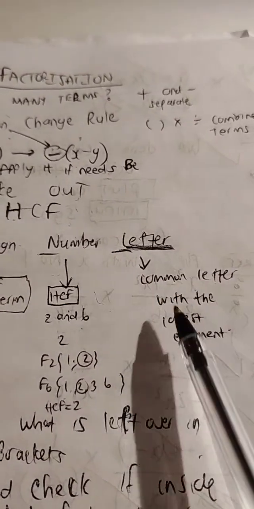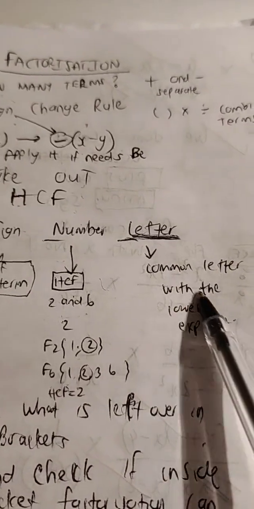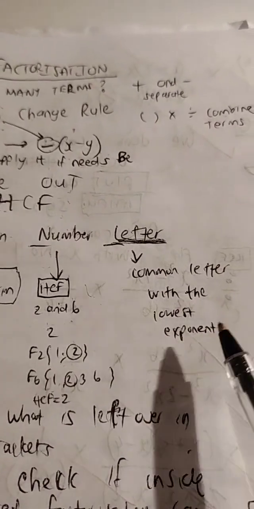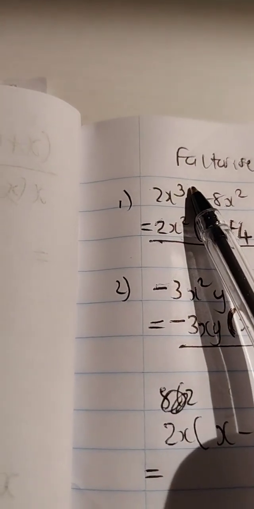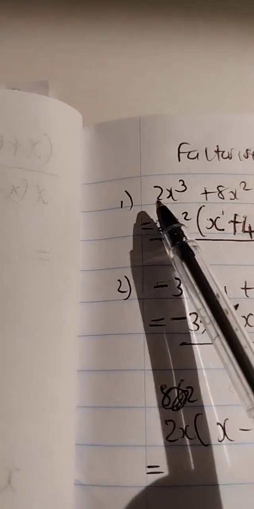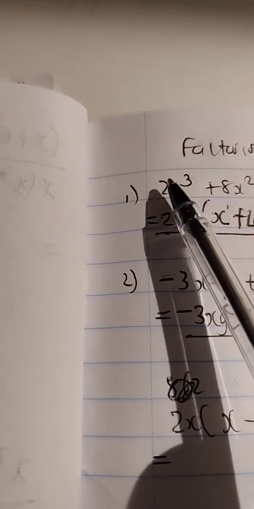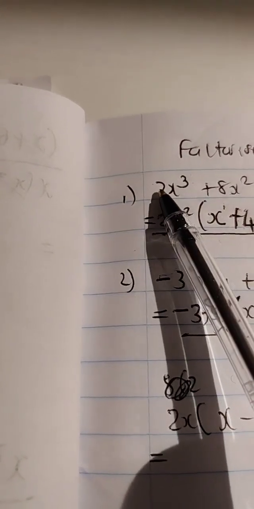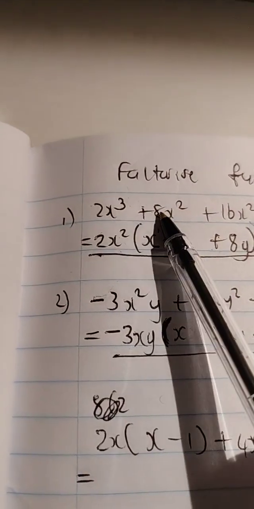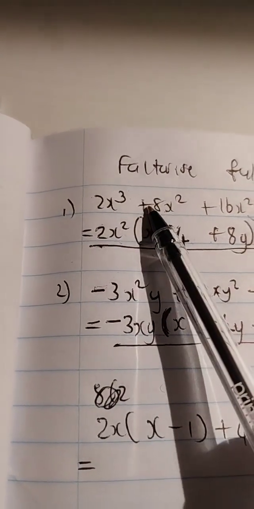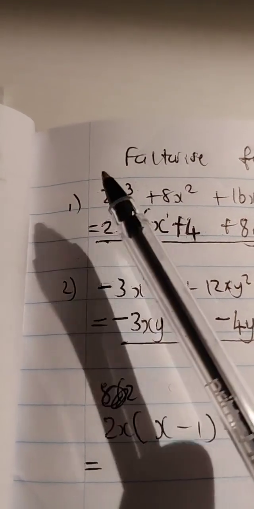We look at those letters and check if there's a common letter with the lowest exponent. Guys, an exponent is simply this. You see x to the power, this 3 is an exponent, this x is a letter, this 2 is a number, and before this number there's always a sign. If there's no sign before the number, it is an invisible sign which is positive. Okay, but if there is a visible positive sign, then we know that the sign is positive. If it is invisible, it means it's positive, it's just not visible.